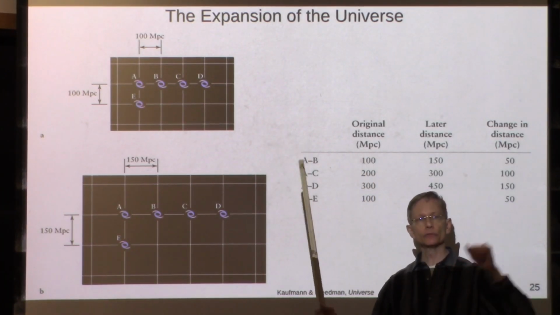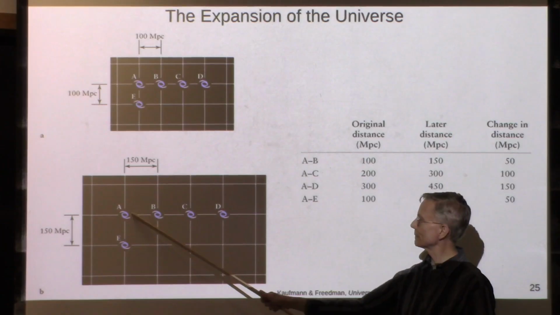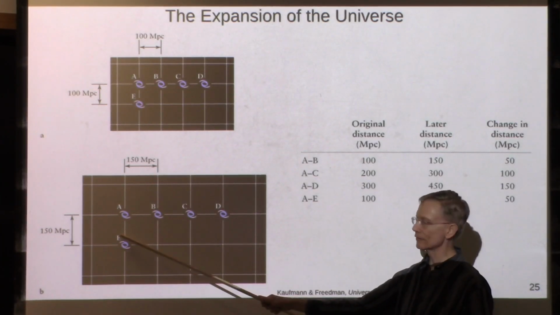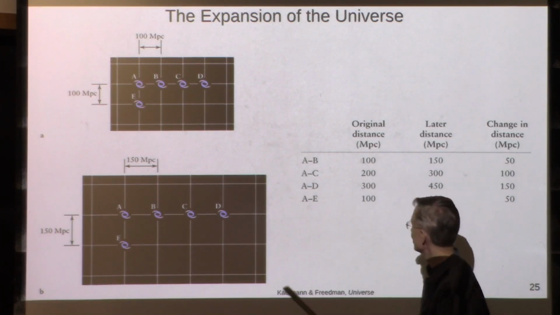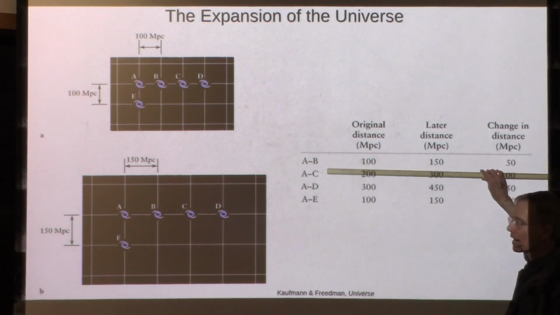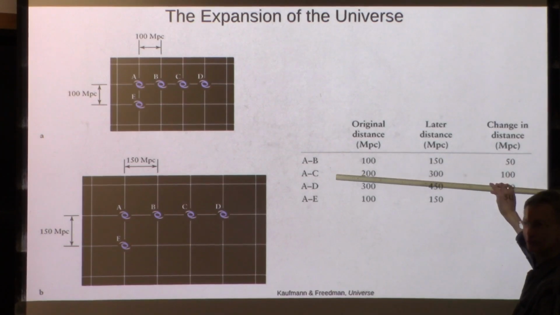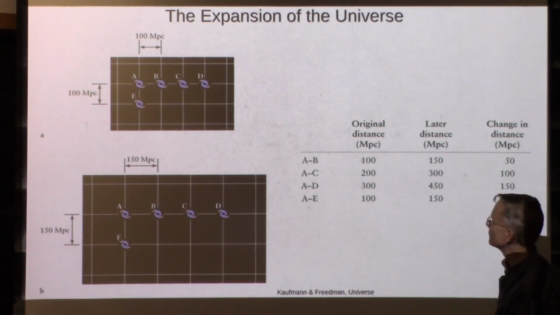Now you stretch the whole universe so that the grid spacing becomes 150 megaparsecs instead of 100 megaparsecs. Okay? I'm hiding it so you can't see it, and then we'll slowly reveal it as we go along.